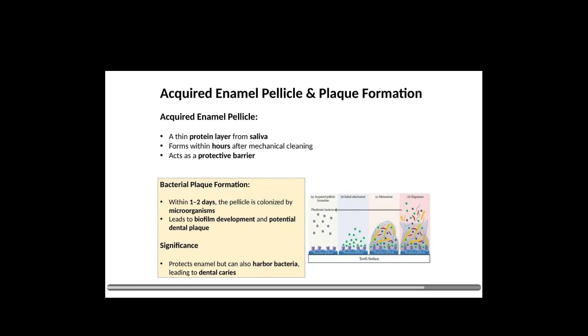The acquired enamel pellicle is a thin protein layer from saliva, forming within hours after cleaning. It acts as a protective barrier. However, within 1 to 2 days, microorganisms colonize it, leading to biofilm and potential dental plaque. While it protects enamel, it can harbor bacteria, increasing the risk of dental caries.